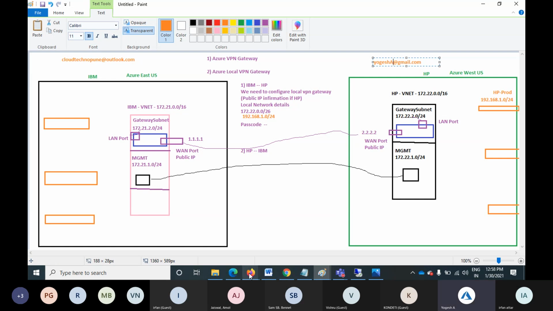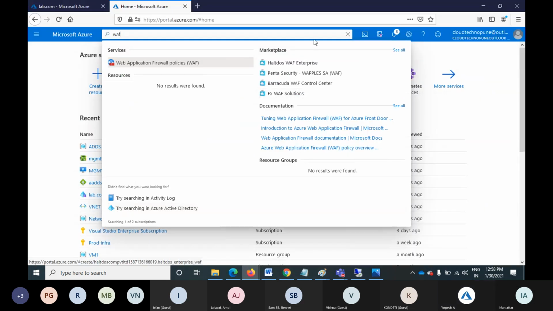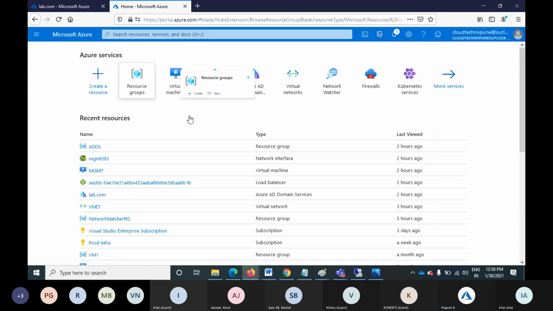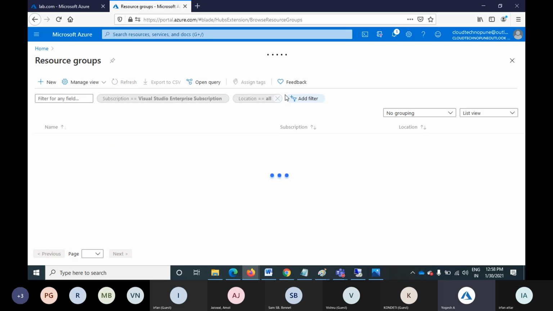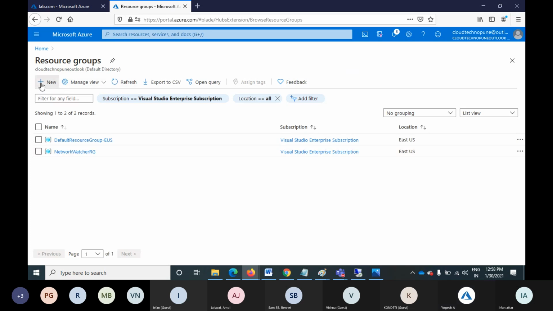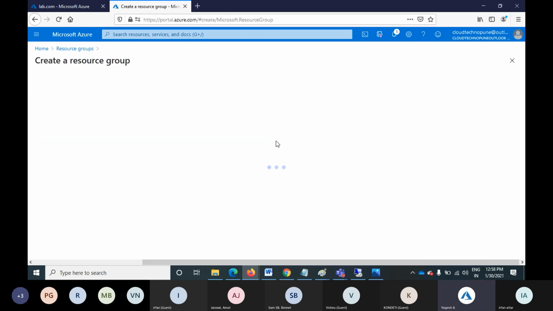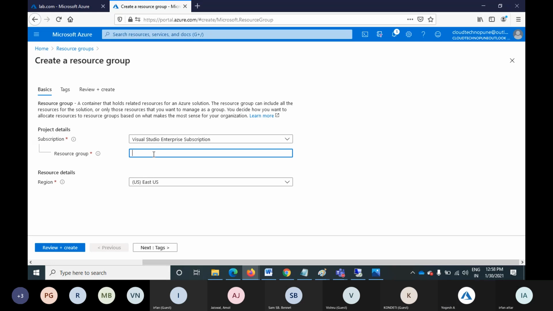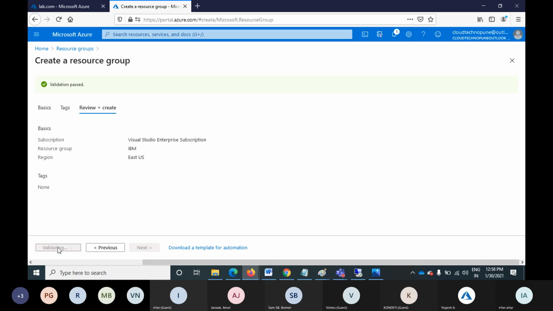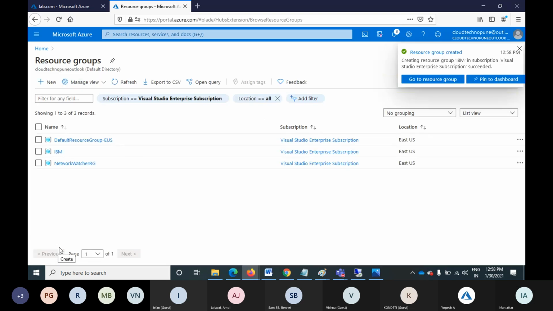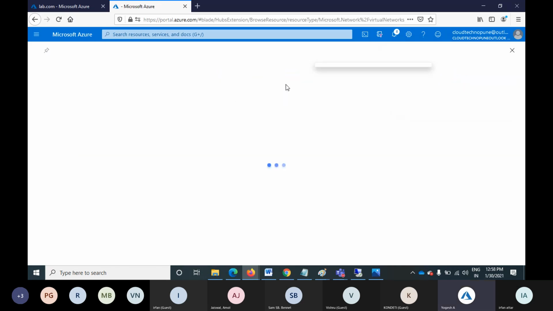Okay, so this is the cloud techno account, right? Go to the resource group first and deploy the IBM infrastructure first. First, we need to design the network.